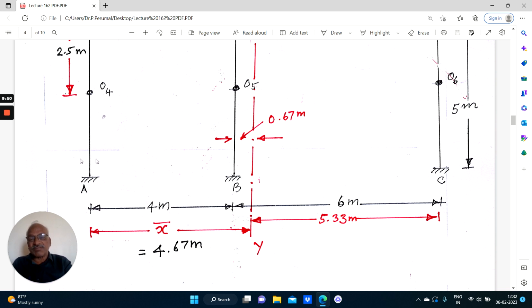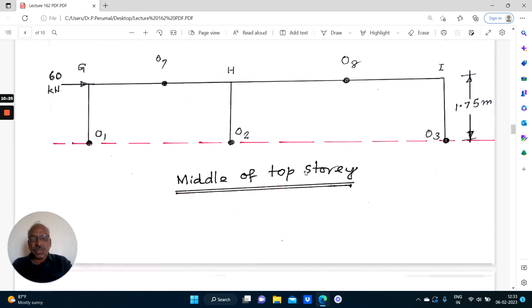Right. Now here, the first column from the centroidal axis OY is at 4.67 meters to the left. This is say x1. x2 equal to 0.67 meter, because this is 4, so it is 0.67 meter. Because we are going to calculate sigma x square, namely x1 square, 4.67 square, x2 square, 0.67 square, and x3 square, 5.33 square. So you must know x1, x2, and x3.